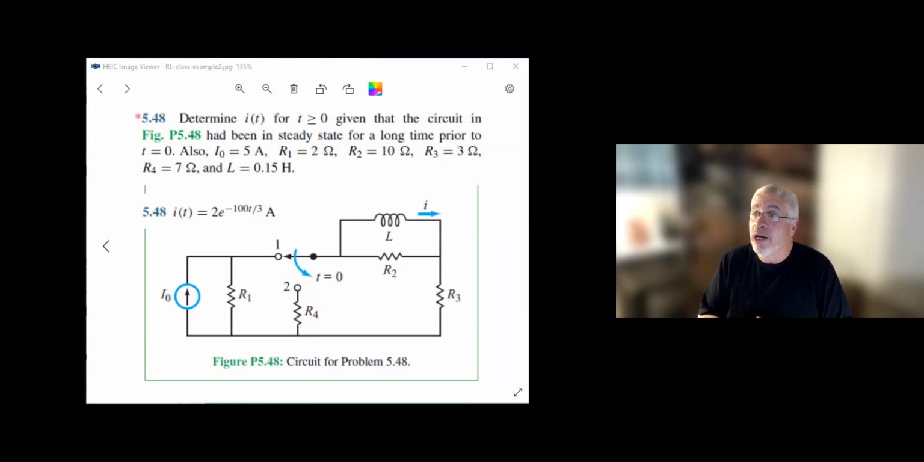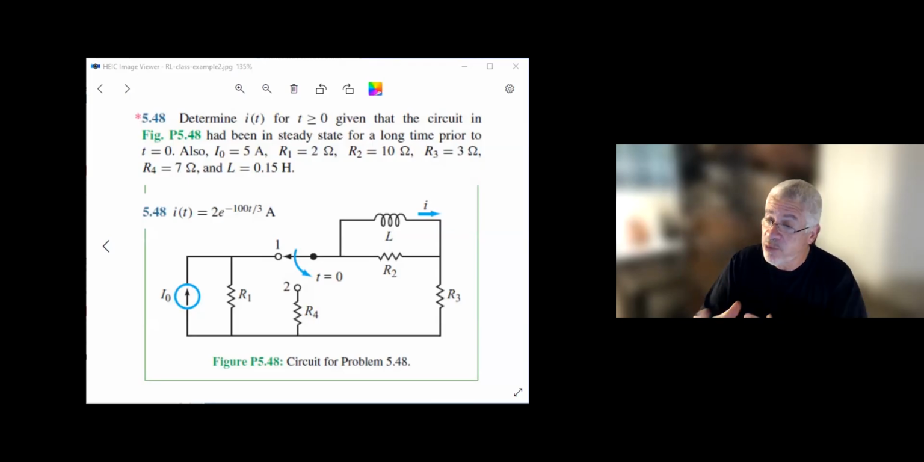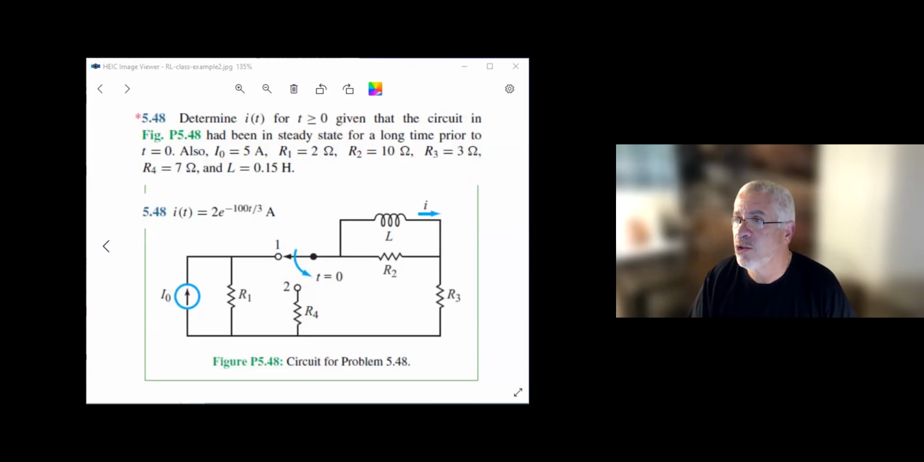If you have one switch, you should have two circuits: one before the switch and one after the switch. I'm expecting that you understand that. The circuit before the switch, we're going to discuss, should be a DC circuit with no inductor and no capacitor, and we'll discuss in a little bit why when we solve this problem. Right now, all I want you to see, again, is that this problem gives us the answer. So that's a good check for how we're going to solve this.